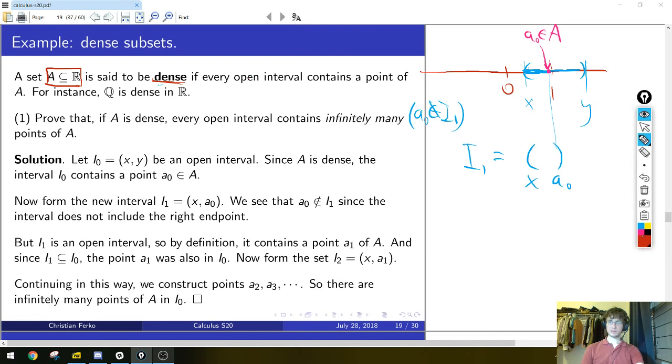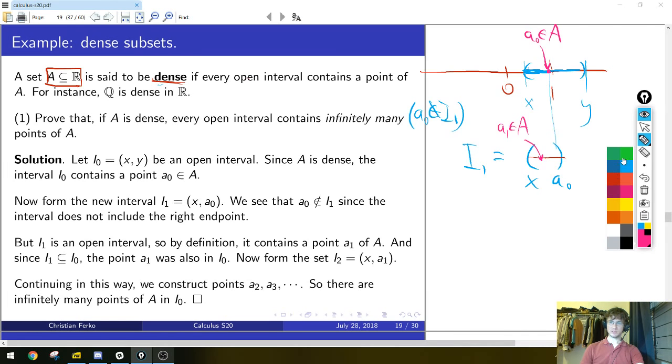But now we apply the definition again. Dense means every open interval contains a point of A. So in particular, this open interval from x to A0 must contain a new point of the set A, some element A1 in A. So there's another point, A1.